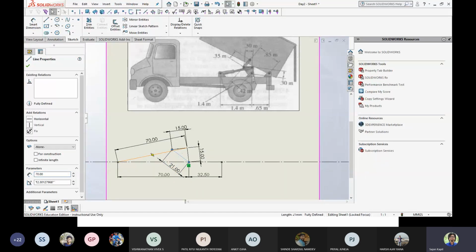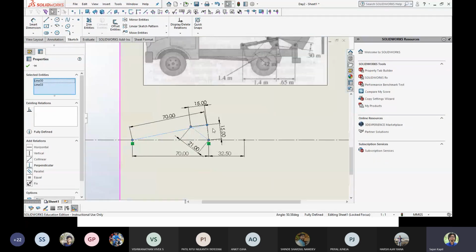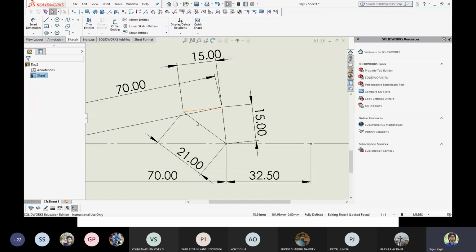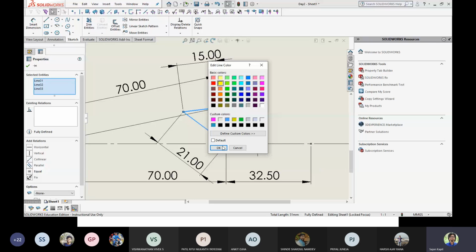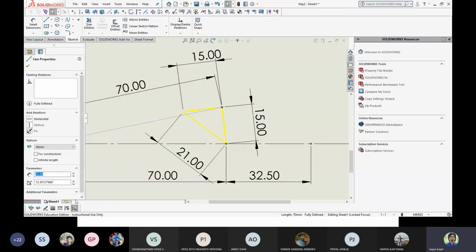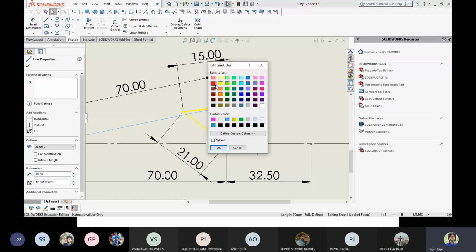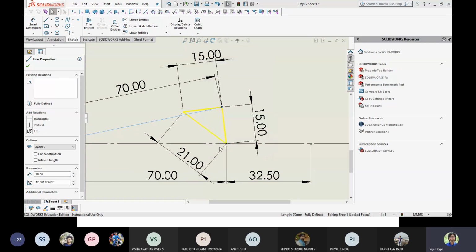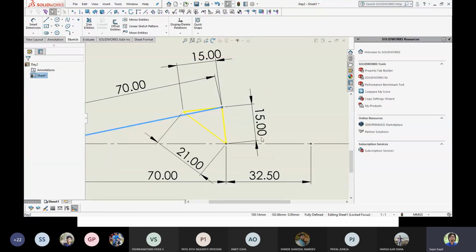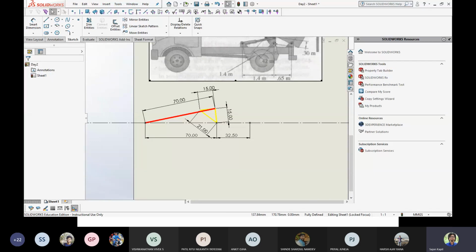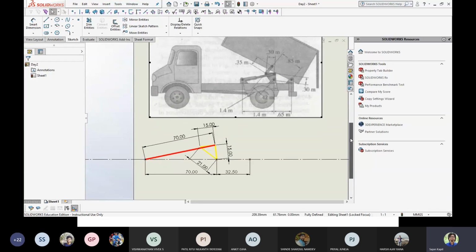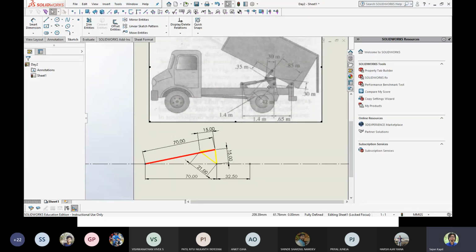Now let me give some colors, otherwise it won't look good. I'll say this triangular link is in yellow color, because it's a single link. So I'll give some color to this, and I'll say that it is in yellow color. My actuator, I'm giving a red color, and some thickness also. Now it looks fine. Okay, so the actuator is done, and this particular ternary link is done.